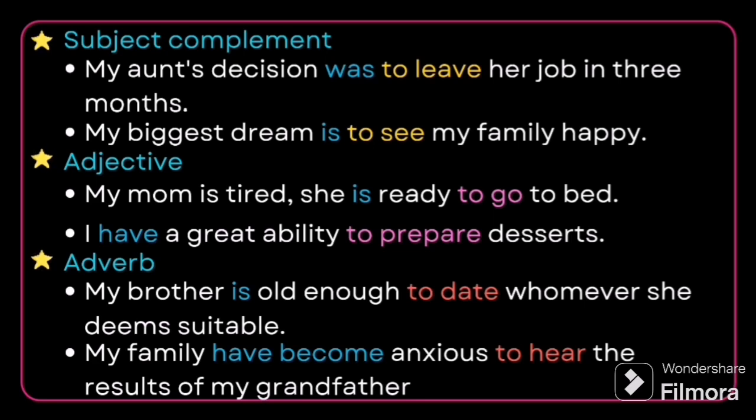Now, the fourth function, adjective. My mom is tired. She is ready to go to bed. My mom, she is the subject, is is the verb, and to go is the adjective. Next example: I have a great ability to prepare dessert.